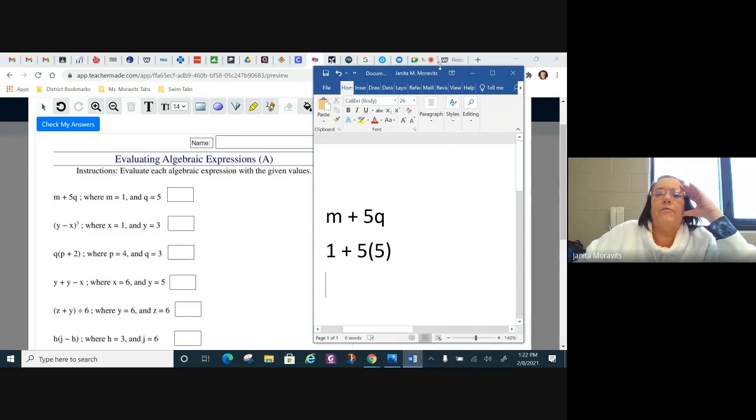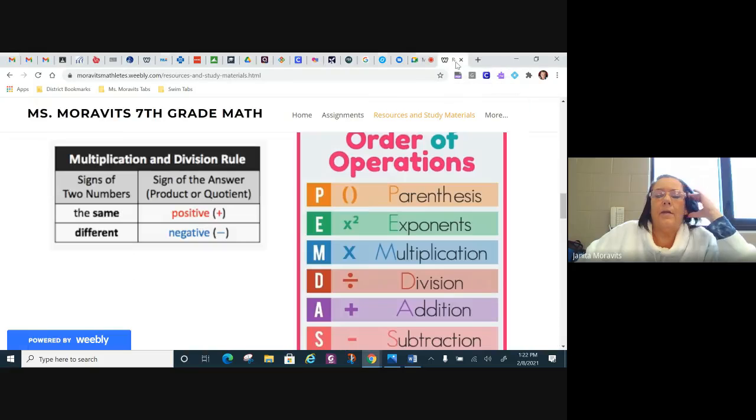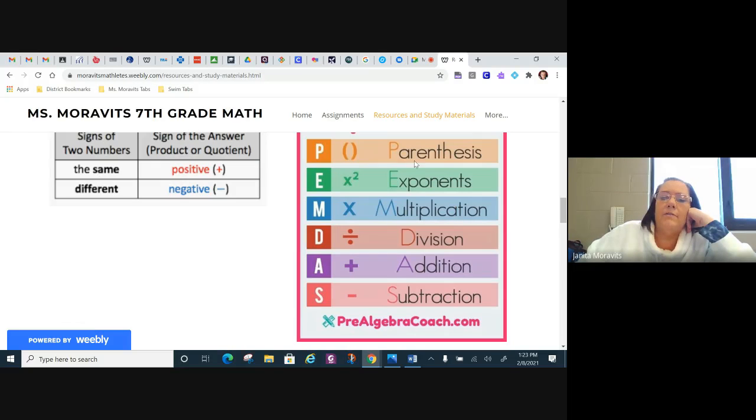Remember we have, let's go right here, your order of operations. And this is on our math website, moravitsmathletes.weebly.com, and you go to resources and study materials. First, you have to do anything in parentheses, then anything with an exponent, then you multiply, divide, add, and subtract.